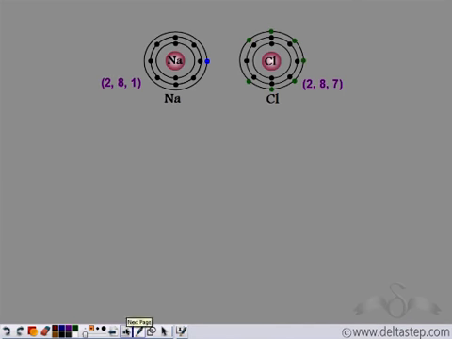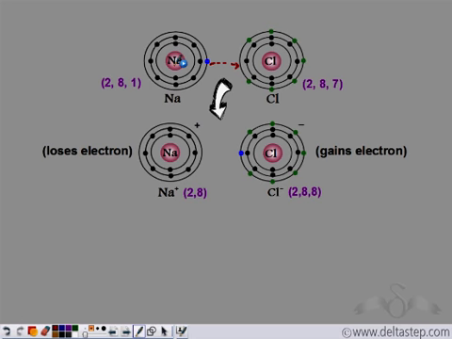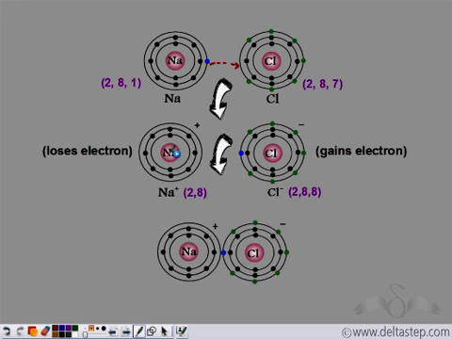So we have sodium, which has 1 extra electron in the valence shell, and we have chlorine. It is 1 short of electron. So this sodium, it gives the extra electron to chlorine. By doing that, now sodium has the electronic configuration 2,8, chlorine has the electronic configuration 2,8,8. Both of them satisfy the octet rule, and so both gain stability. So this is how atoms gain stability, by losing and receiving electrons.